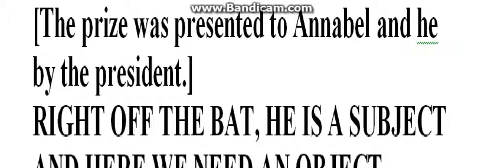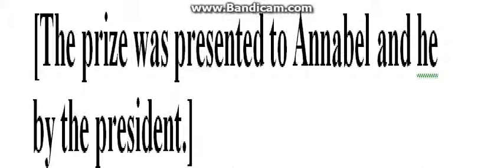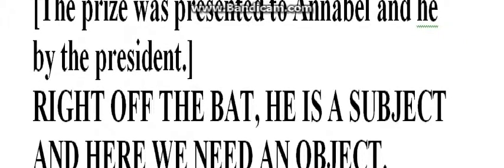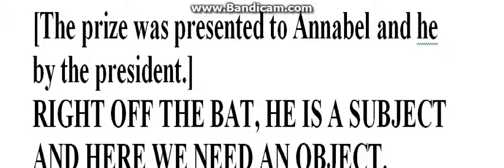The prize was presented to Annabelle and he by the president. That sounds like a typical sentence that you would get on the exam. And let me ask you, does that make sense? No, it does not. Right off the bat, he is a subject, and here we need an object. So when we say the prize was presented to Annabelle and he by the president, we know that he is a subject, but we actually need an object in that sentence because Annabelle and he are on the receiving end of the sentence. I hope that makes sense.